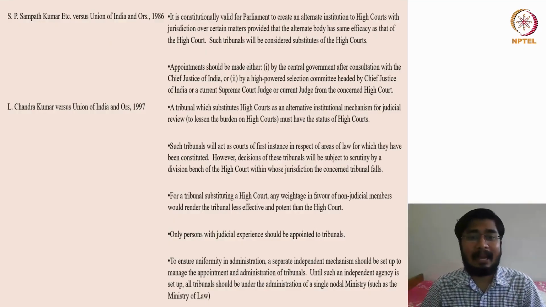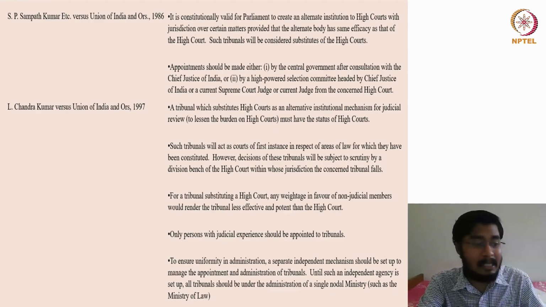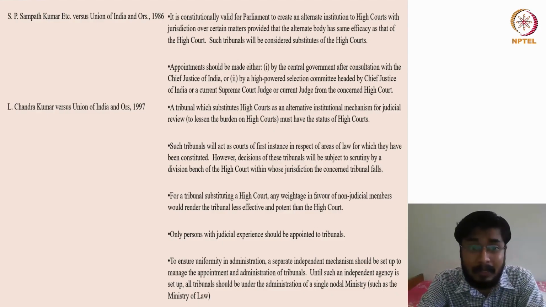Let's see a few case laws and how the courts have analyzed. So we'll be seeing the case laws as the judiciary has evolved from time and again. The first case law that we'll be seeing is SP Sampath Kumar versus Union of India, a case that was ordered somewhere around 1986. Now, in this particular case, the court held that it is constitutionally valid for Parliament to create an alternate institution to high courts with jurisdiction over certain matters, provided that the alternate body also has the same efficacy as that of the high court.